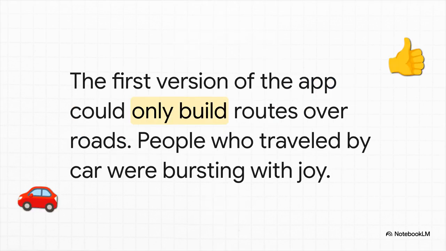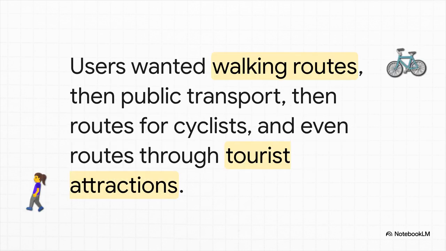In the beginning, life was good. The app did one thing, and it did it really, really well. It found the best driving route from point A to point B. The code was clean, it was simple, users were happy. Just a perfect start. But you know how it goes.